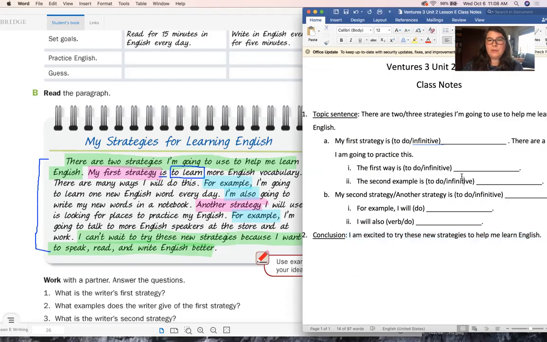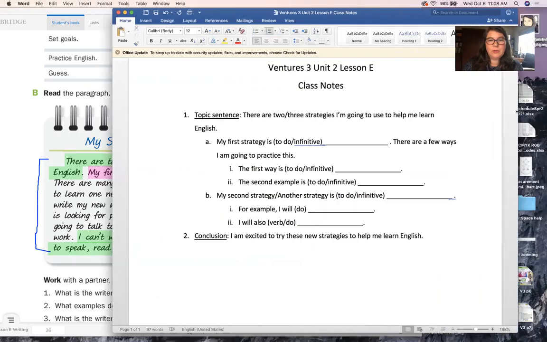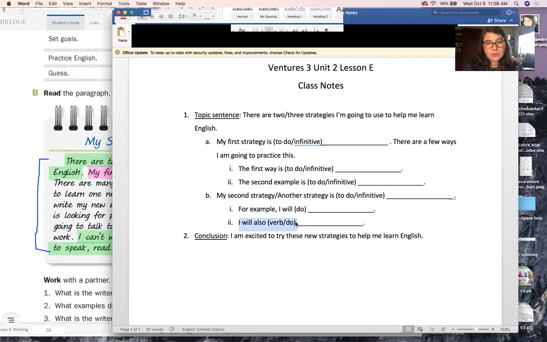Okay, so let's look at this page one more time. These are the class notes you can print out, okay? So start your paragraph like this and choose 2 or 3. 2 is fine. And then say, my first strategy is to do something, okay? There are a few ways I'm going to do this. And then you can use any of these. The first way is to do something. Second example, second way, or for example, I will do this, or I will also do this.